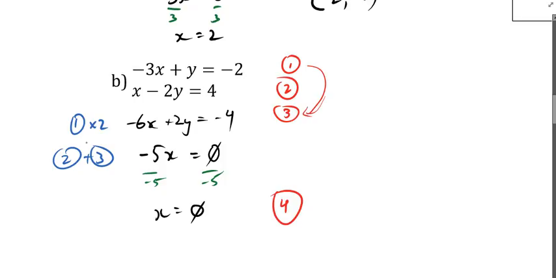I added. Remember, this over here on the side tells you what you're doing. So we did equation 2 plus 3. So 1x plus negative 6x. Yeah, that's good. Any questions? Take a look at one more example.